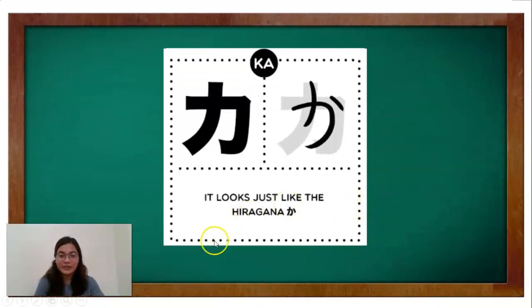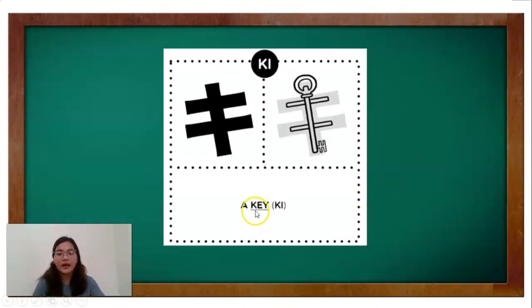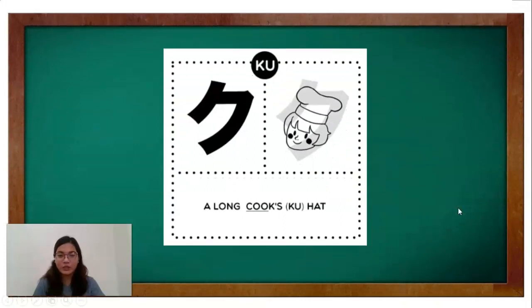And next row is Ka. It looks like the hiragana ka, just without those apostrophe signs. Okay, next, ki. A key. Next, ku. A long cook's hat. So, ku as in cook.